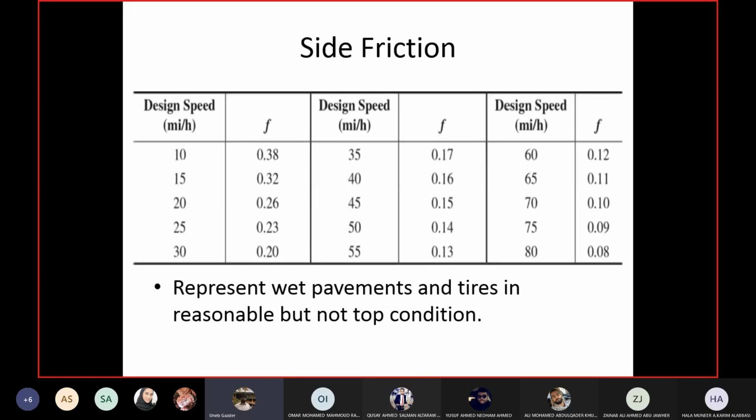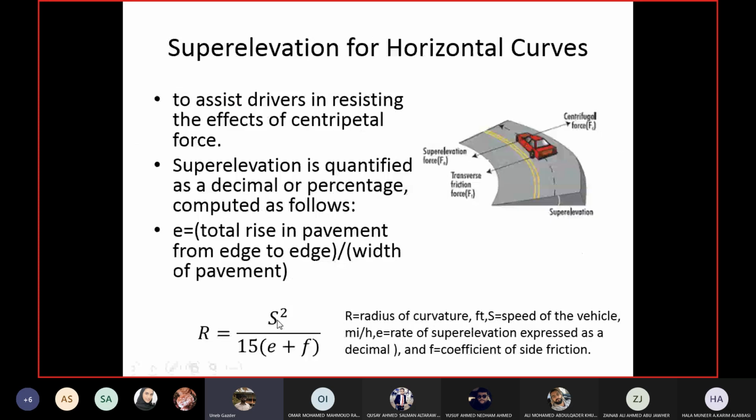I will go back to the same equation. The speed is still 60, the radius is 1500, and f for 60 will be 0.12, the same value. So give me the super elevation. How much super elevation is that?